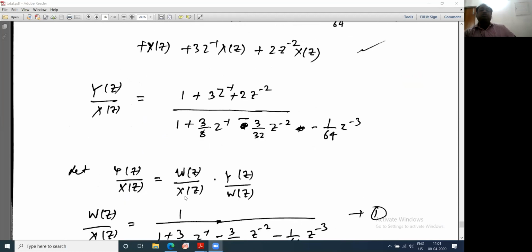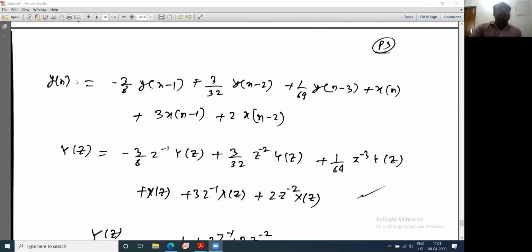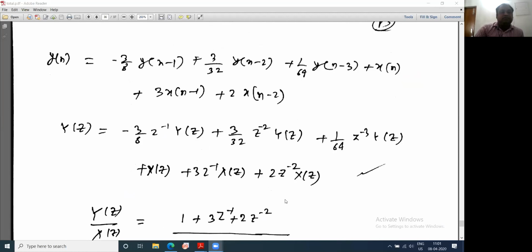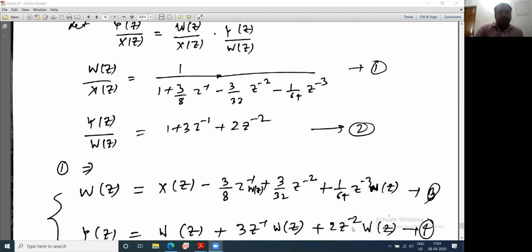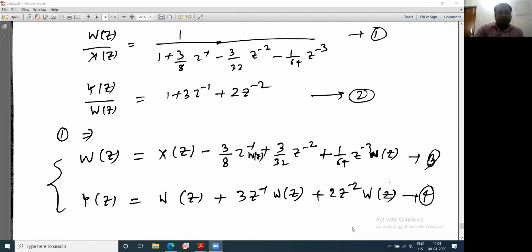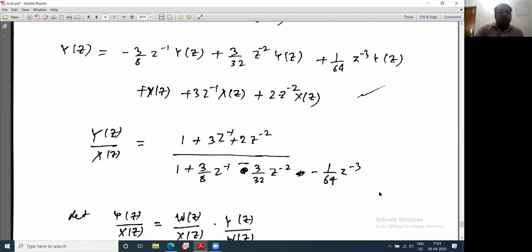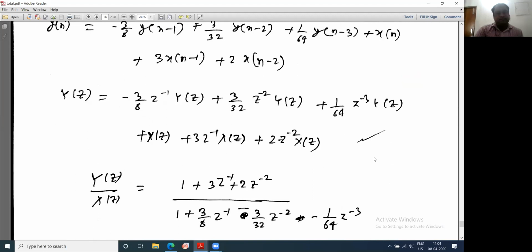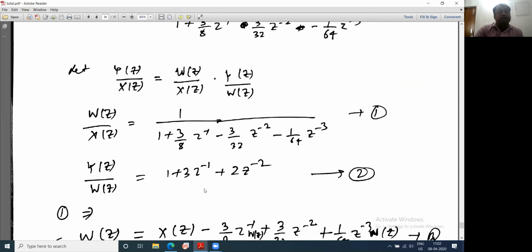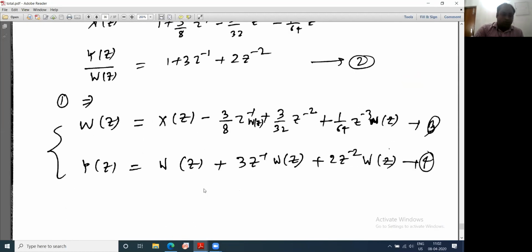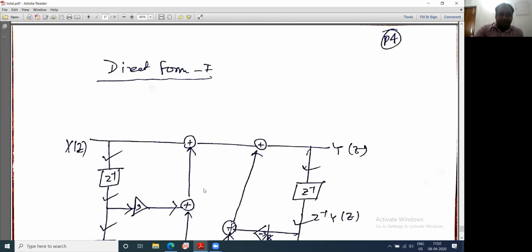So if the question says realize this difference equation using direct form 1, then you will do up to this and realize. And if the question says realize this difference equation using direct form 2, then you have to do the entire step. Are you getting my point? If only direct form 1 is asked, do up to this and then realize. If direct form 2 is asked, do the entire step and then realize. Now first I will show the direct form 1 realization.